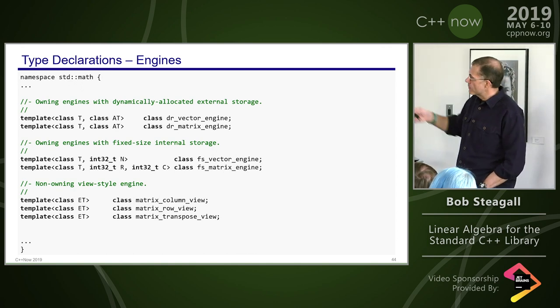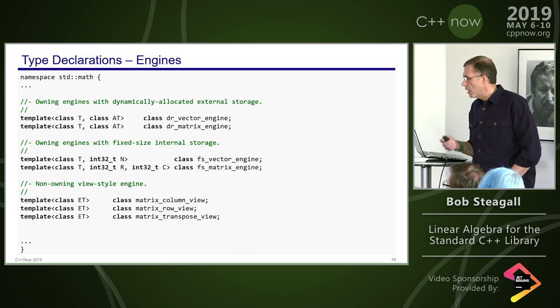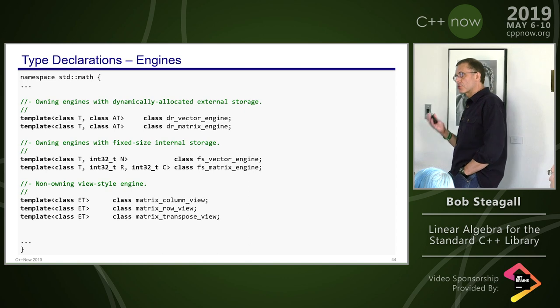We also have some examples, as part of the proposal here, of non-owning view style engines: a matrix column view, a matrix row view, and a matrix transpose view.